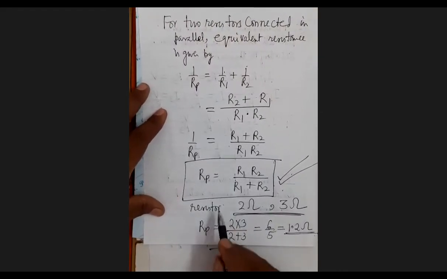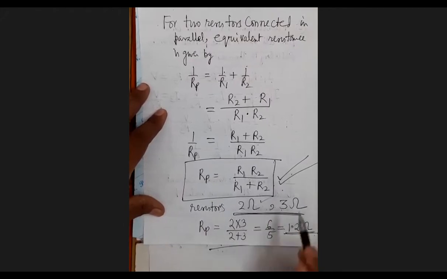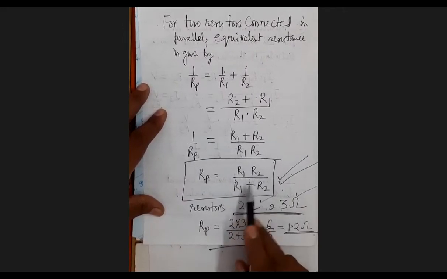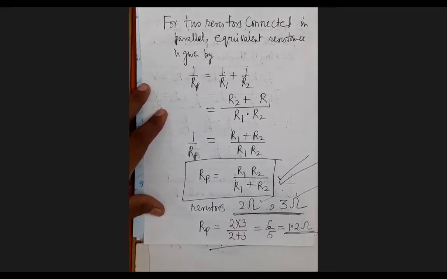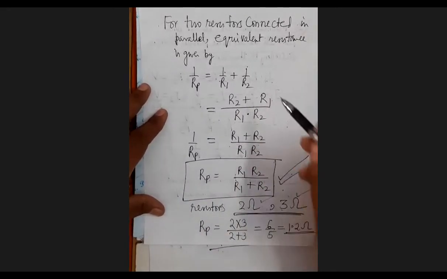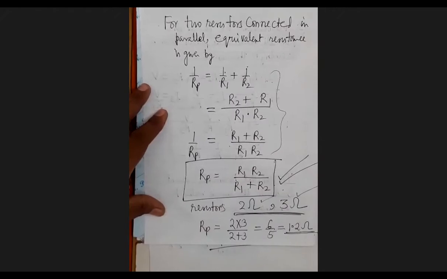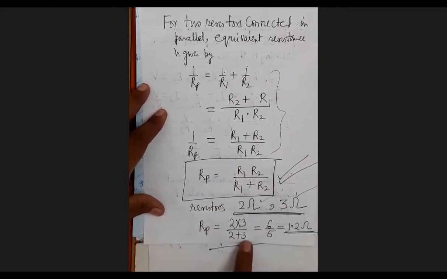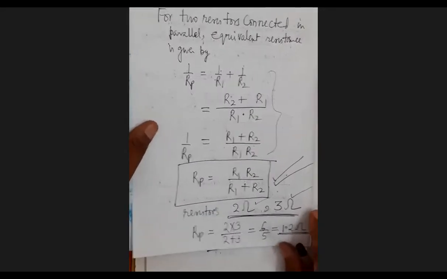There are two resistors. One is of 2 ohm, another is of 3 ohm. What will be their equivalent? Equivalent will be R1 into R2 upon R1 plus R2. We will not do it by the long way, that is a lengthy process. We can do it this way: 2 into 3 upon 2 plus 3, that is 1.2. It's clear. Now see here.